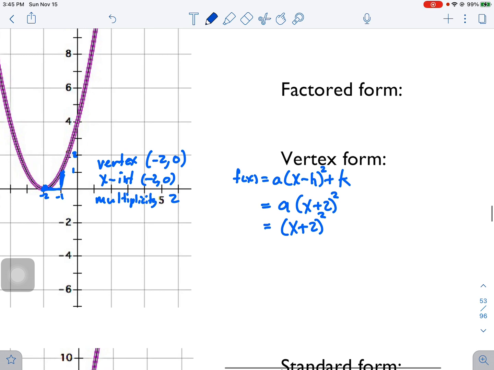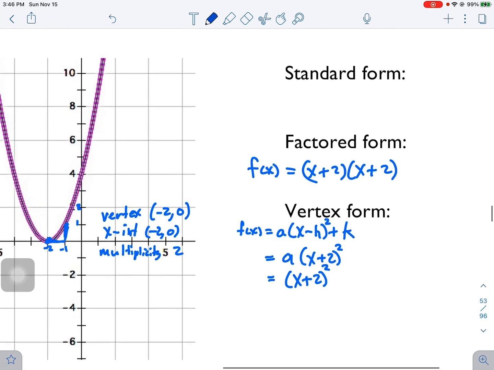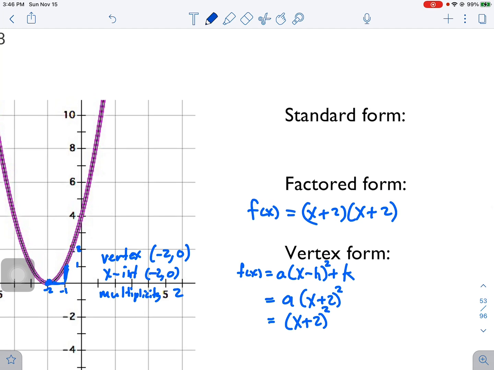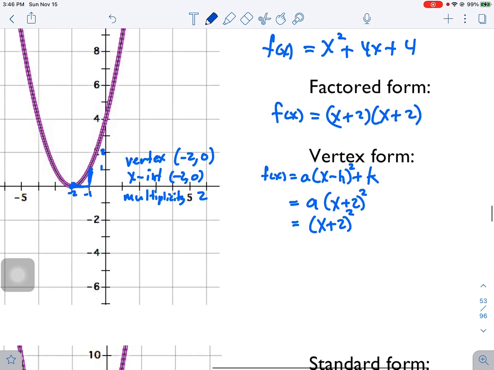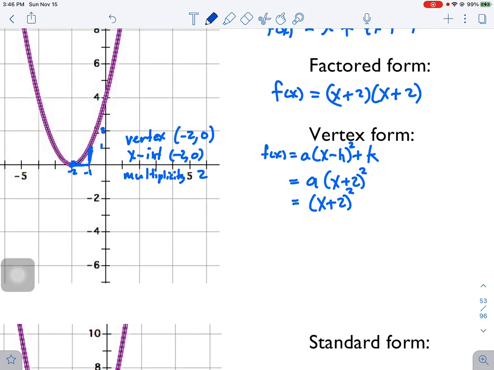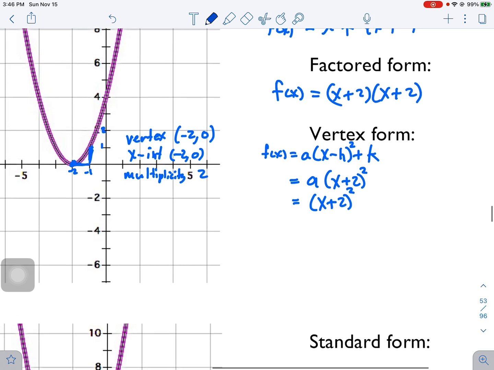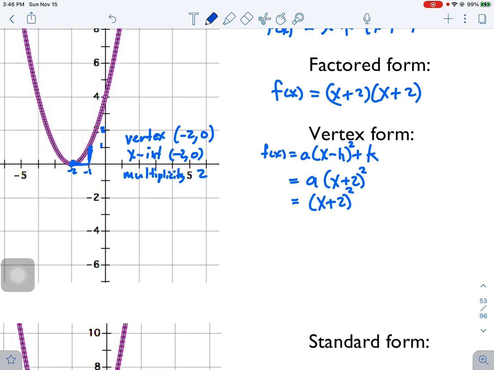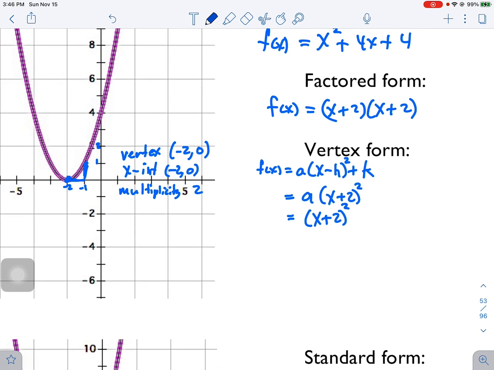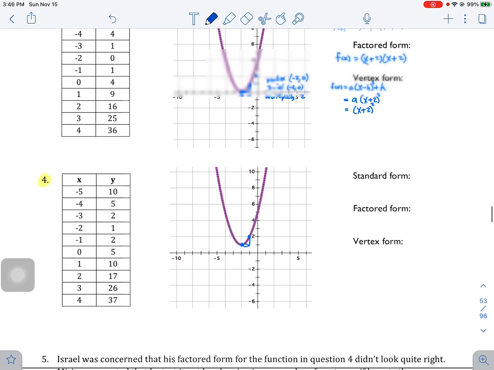Now, factored form, I could write that as x plus 2 squared, or I could do something like x plus 2 times x plus 2, that's my factored form. And my standard form, if you multiply these out, perhaps with FOIL, it would be x squared plus 4x plus 4. So there's essentially one x-intercept. It's used twice because it's x plus 2 quantities squared.